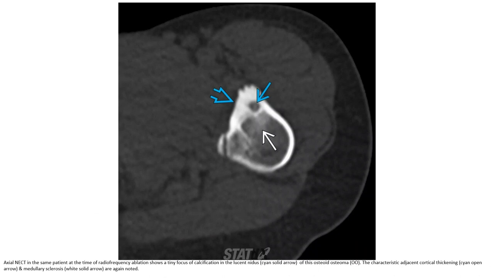Non contrast CT in the same patient at the time of radiofrequency ablation shows a tiny focus of calcification in the lucent nidus of this osteoid osteoma. The cortical thickening adjacent to the lesion and medullary sclerosis are again noted.